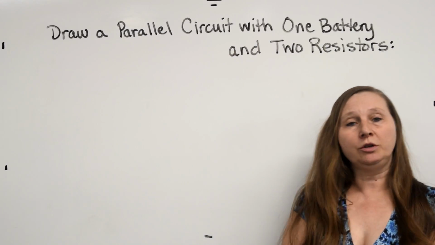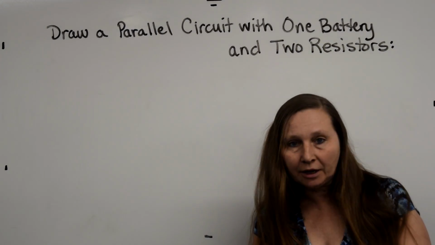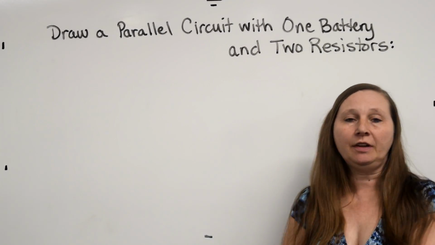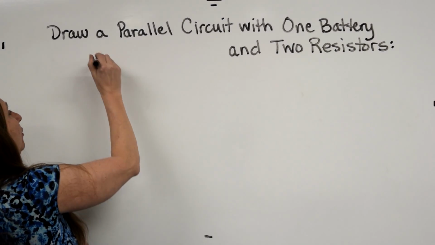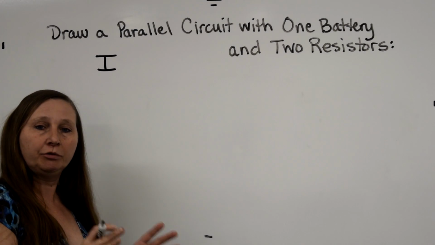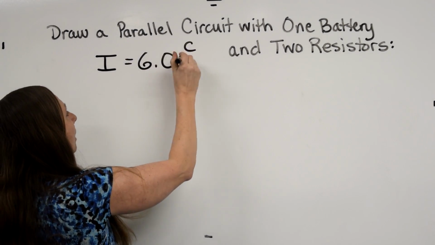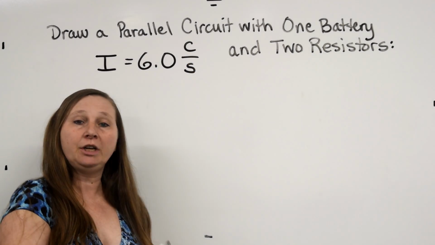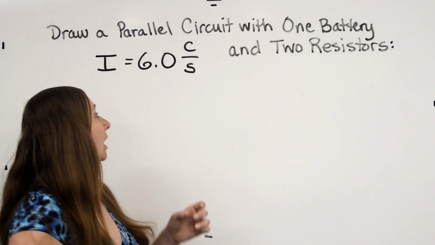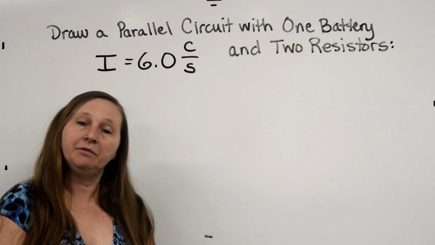And so now we're going to draw a parallel circuit. A parallel circuit with 1 battery and 2 resistors. You'll see that it's going to look different from the series circuit. The current out of the battery, the current going through the battery, is still going to be 6 coulombs per second. But you'll see that the current going through each of the resistors certainly isn't going to be 6, and does not have to be even the same.